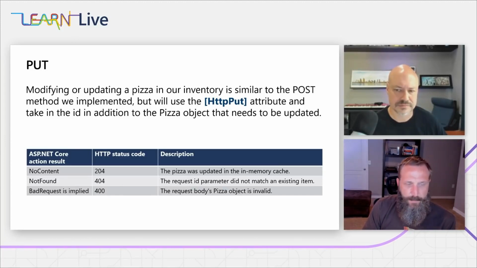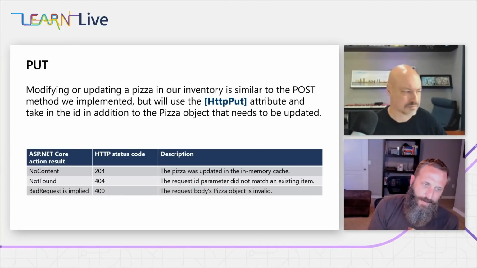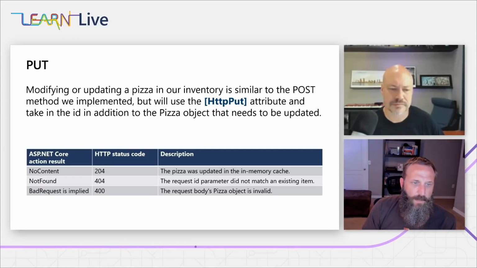So if it's updated, no content is the actual result, which seems a little confusing, but it'll send back a 204, which means it was updated in our particular data store, being the memory cache. The not found is an interesting one, because in the case of John's 12, if he said I wanted to update item 12, we would validate this 12 even exists for us to update. And if it doesn't, we can send back that 404.